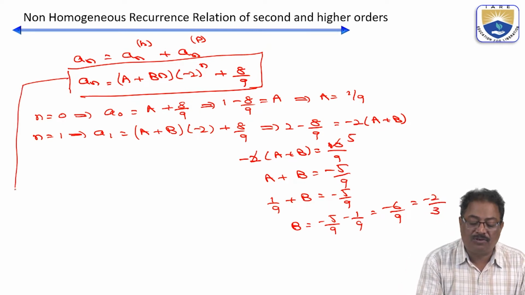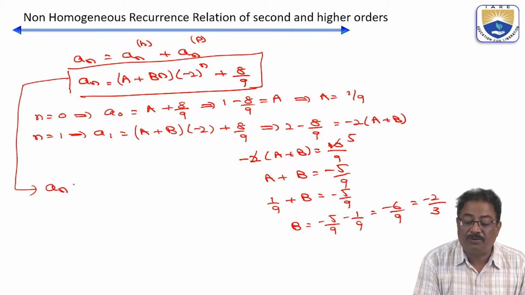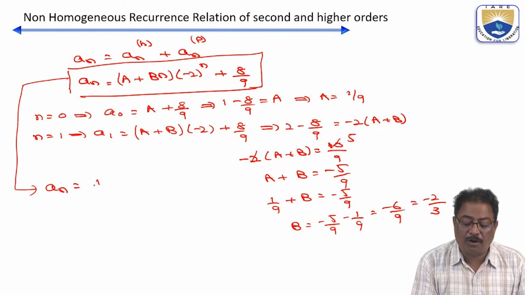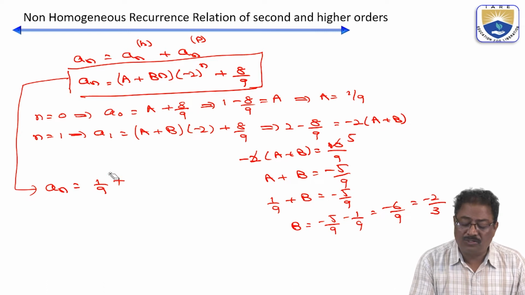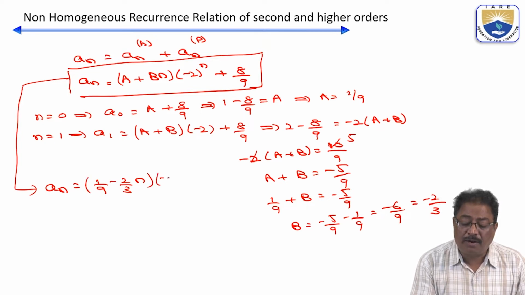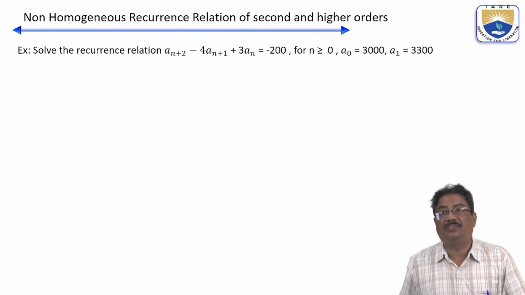Then this solution is just, after finding the A and B values, you substitute into that expression. So a_n is equal to A, which is 1 by 9, plus Bn, where B is equal to minus 2 by 3. So it is minus 2 by 3 n, and next minus 2 to the power of n plus 8 by 9. So this is the final solution. That means this is the particular solution for the given recurrence relation.